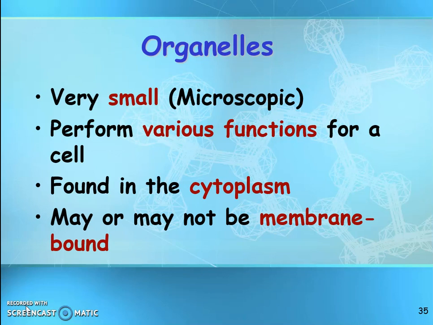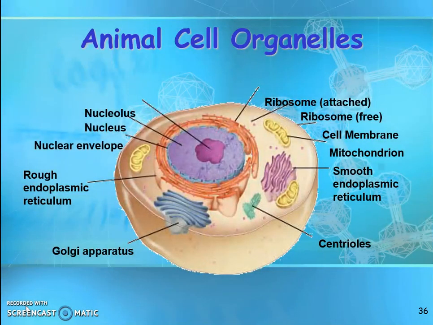All eukaryotic cells have cell organelles which are bounded by a membrane. In prokaryotic cells, there is an absence of the membrane and the cell organelles. So let's look at some examples of the cell organelles. The cell organelles are ribosomes, mitochondria, smooth endoplasmic reticulum, centriole, Golgi apparatus, rough endoplasmic reticulum, nuclear envelope, nucleolus, and nucleus.